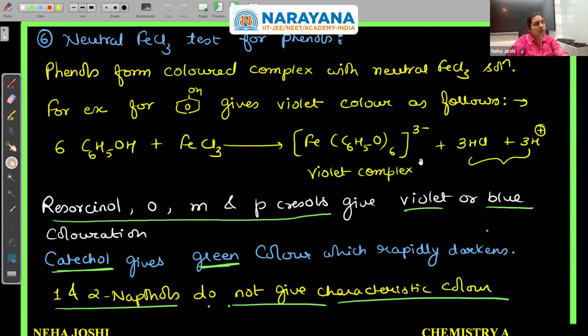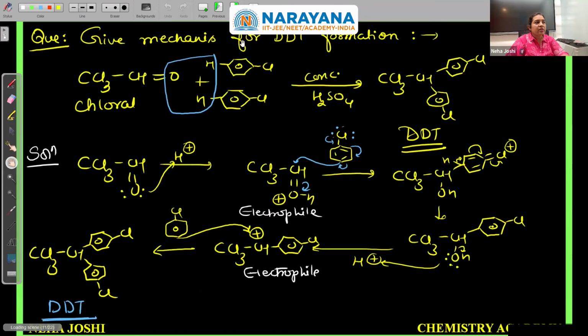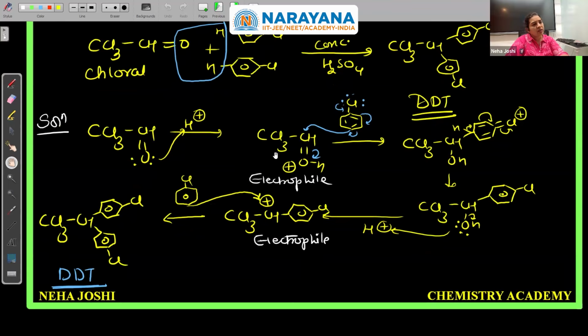Is that okay? Give the mechanism for DDT formation. I think you can do it the same as phenolphthalein. H2SO4 protonates, and again there is electrophilic substitution on chlorobenzene. Do the same process, and it is better to remember it like this: remove the H from the para position. And you will get the structure of DDT.